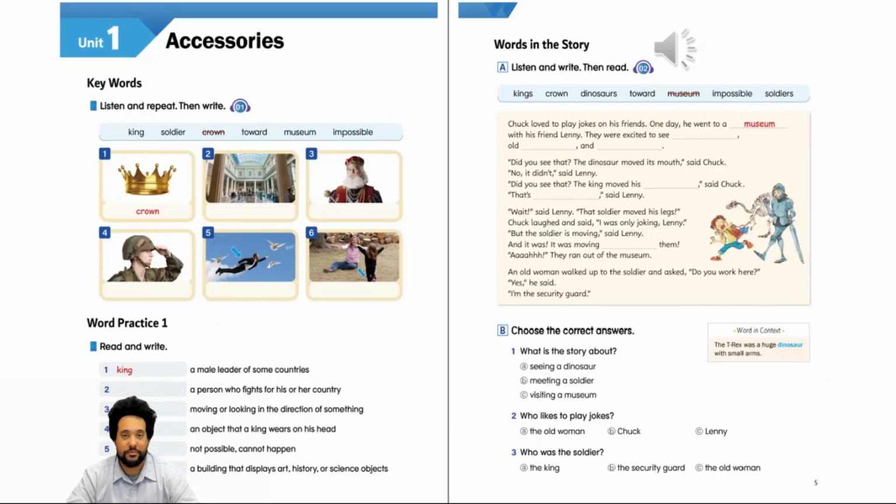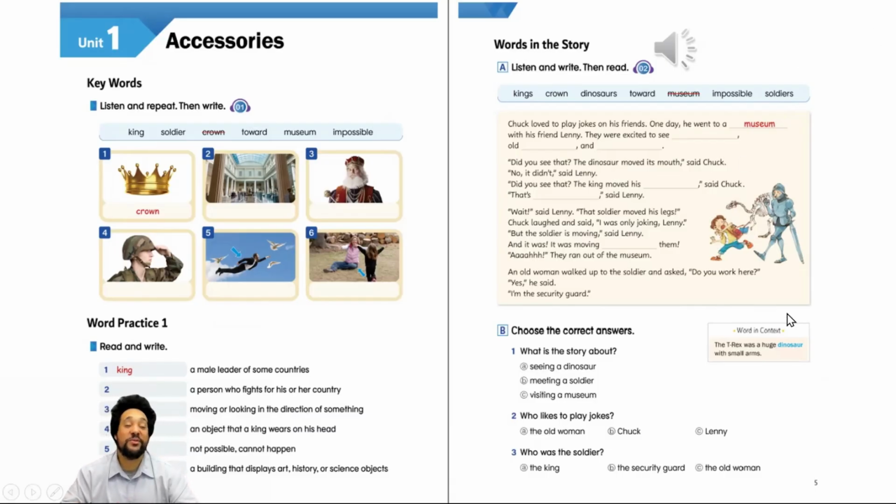"That's impossible," said Lenny. "Wait," said Lenny. "That soldier moved his legs." Chuck laughed and said, "I was only joking, Lenny." "But the soldier is moving," said Lenny. And it was. It was moving toward them. "Ah!" They ran out of the museum. An old woman walked up to the soldier and asked, "Do you work here?" "Yes," he said. "I'm the security guard."